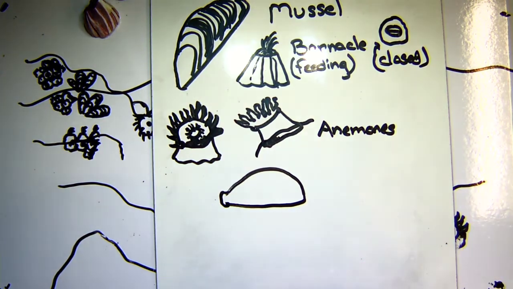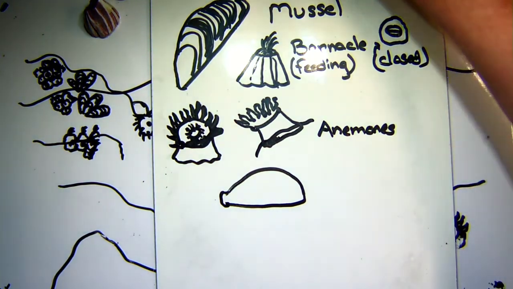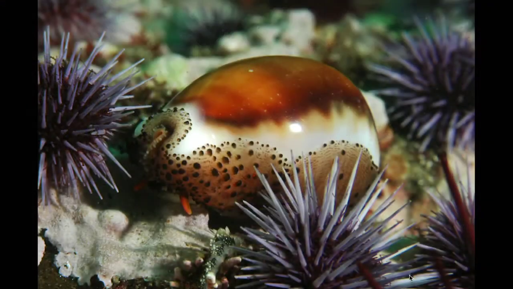Now, the ones that we see around here in Southern California are what we call chestnut cowries. This is a cowrie shell from an animal that was in a tropical area.